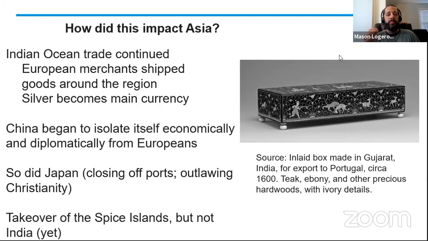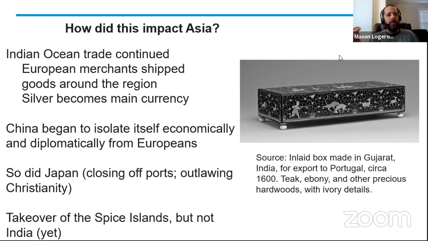But even though this box looks kind of weird, and like, what does this have to do with the Portuguese or any of that? You can still use it in a DBQ. I mean, look at the description. We know that it's extremely expensive. It's got ebony, it's got ivory, it's got a lot of really expensive things in it. We also know from the tagline here that it was meant to be exported to Portugal.